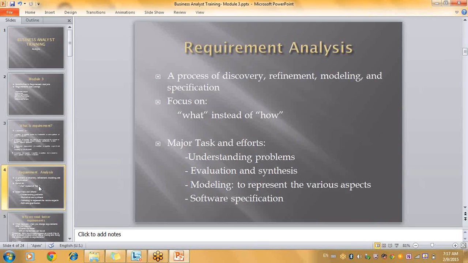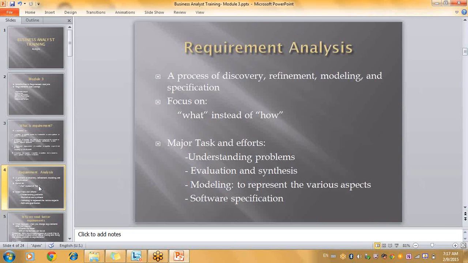We model those requirements in order to represent various aspects, as in what is my business problem, what am I trying to solve, how the use case will be, how the user is going to interact with my system, right? What are the various activities the user will have with respect to the current system? What is the various data flow that is going to be there in the system? So these are the various aspects which we as business analysts try to show to our different stakeholders, right? And then we give a software specification.